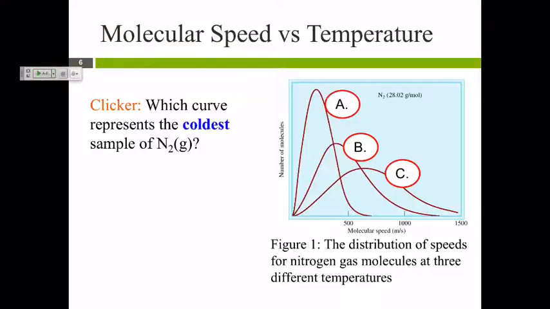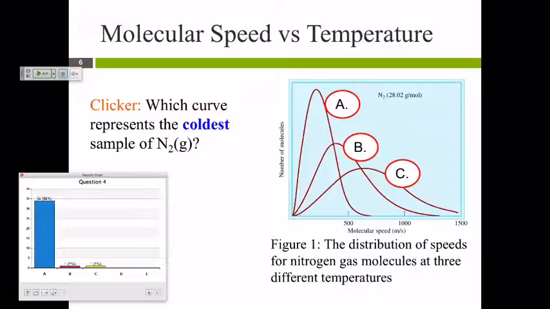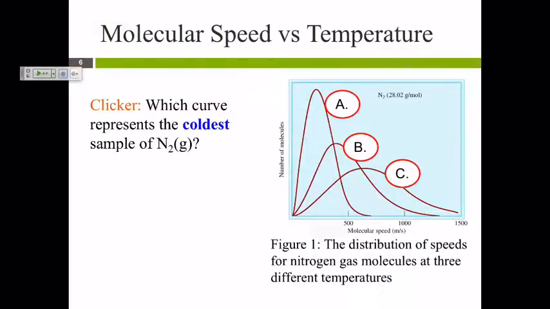So Alex, which one and why? I put A because the coldest is going to be the slowest. I think almost everybody in the class agreed with you. So we can look at this graph and say that the total number of particles in each of these three graphs is the same, which would be like the area under the curve. But the slower it gets, the colder it is.